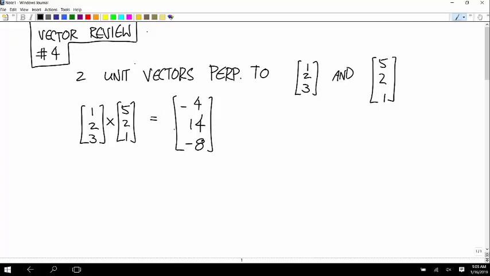the other one is just the opposite of this, because these two input vectors define a plane, and there are two vectors that are perpendicular to a plane. This is one of them, the one we just came up with, and the other one is just in the opposite direction exactly. If you have one vector and you want the vector in the exact opposite direction, just switch the signs of all the components. That also would be 5, 2, 1 crossed with 1, 2, 3. And that would give you 4, negative 14, positive 8.